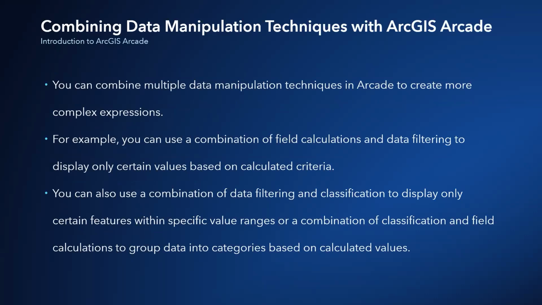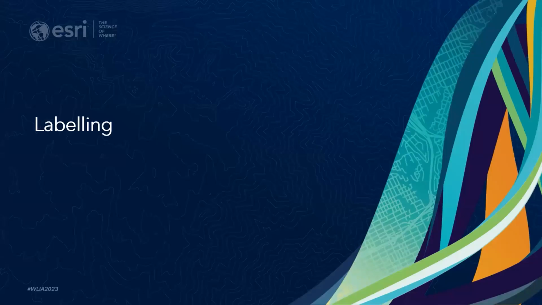So you can combine multiple data manipulation techniques in Arcade to create more complex expressions. For example, you can use a combination of field calculations and data filtering to display only certain values based on calculated criteria. And you can also use a combination of data filtering and classification to display only certain features within specific value ranges, or a combination of classification and field calculations to group data categories based off of their calculated values. And then we're going to jump into labeling with Arcade.